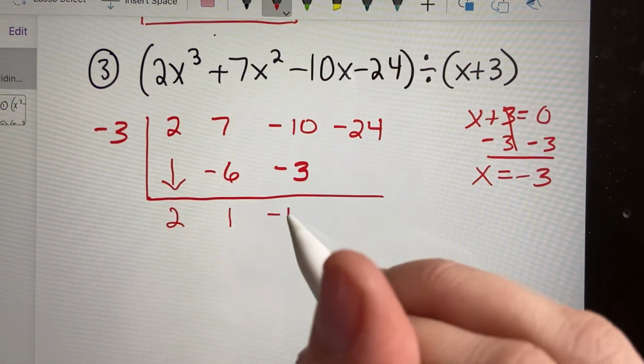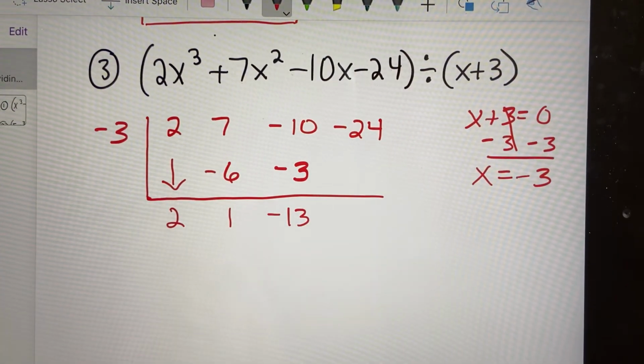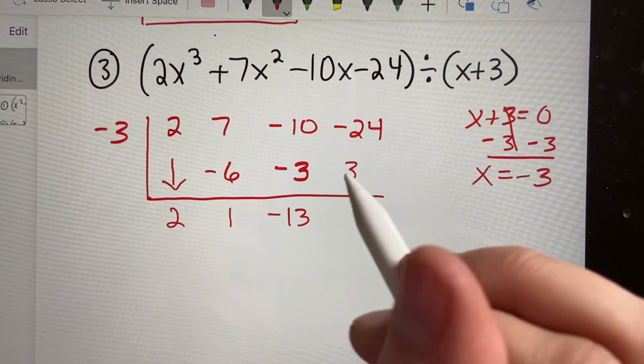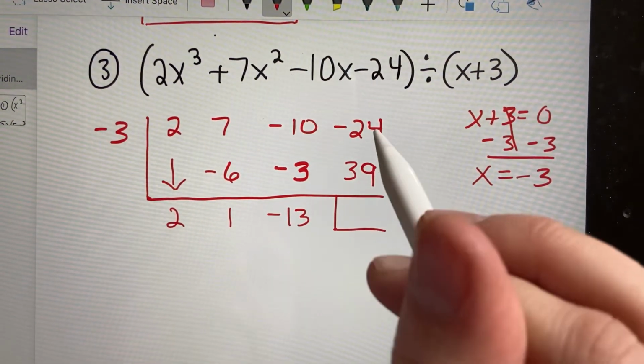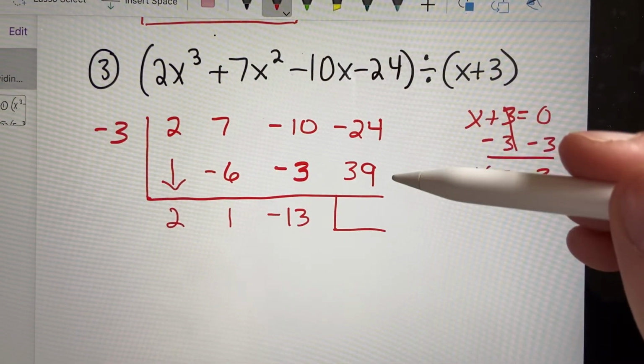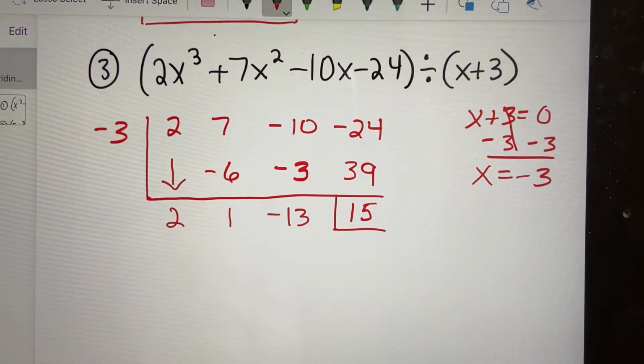That's negative 13. Then multiply negative 3 times negative 13. A negative times a negative is a positive, so that's positive 39. And we put that underneath the negative 24. And then you'll add negative 24 plus 39 is 15. So this time around, I do have a remainder.